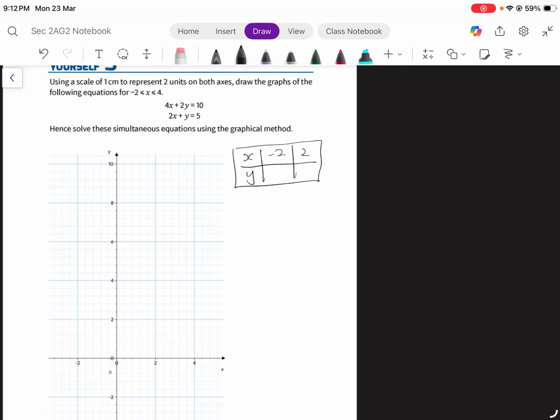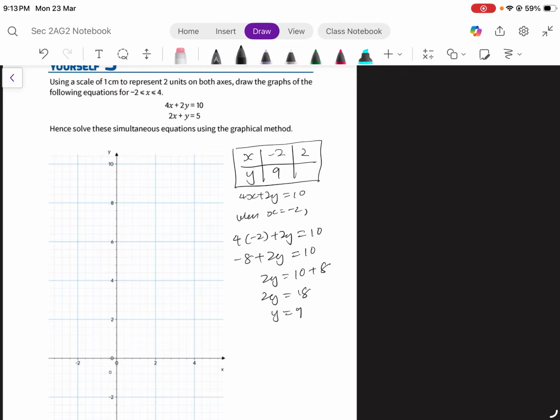Okay, so we use the first equation, 4x plus 2y equals 10. So when x is -2, you get -8 plus 2y equals 10. Get 2y equals 10 plus 8. So 2y equals 18, y equals 9.